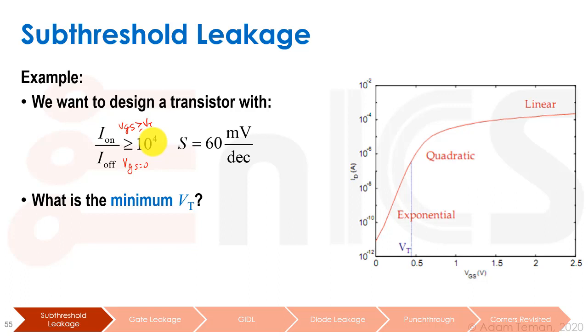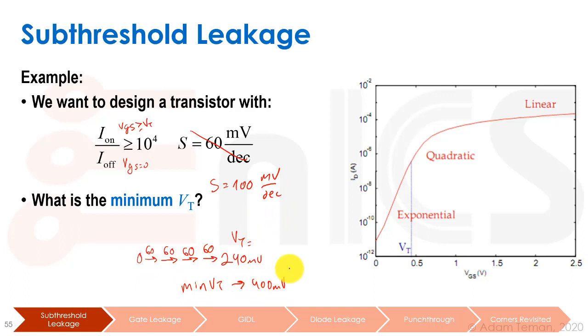So that means that at VT, we can now go 4 decades down to get to 0. So starting at 0, going 4 decades to the right, if each one of them is 60 millivolts, we're going to arrive at 240 millivolts. And that is our minimum VT. So minimum VT would be 240 millivolts. If our S was equal to 100 millivolts per decade, as we said before, then our minimum VT would have to be 400 millivolts in this case. That is, we wanted 4 orders of magnitude I-on to I-off ratio.